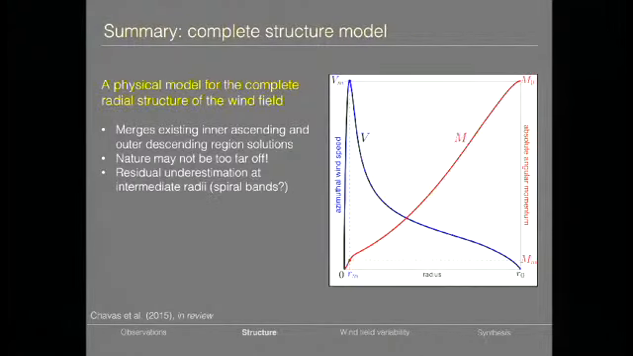OK, so just to summarize this section, this is basically a novel physical model, but a relatively simple analytical model for the complete radial structure of the wind field in a tropical cyclone. It is again merging this inner ascending region and outer descending region solutions. And it seems like nature may not be too far off. I'll talk about other limitations at the end. I mean, there's certainly plenty of limitations here. But the fact that it does reasonably well is kind of remarkable, in my opinion, because we're just sticking 2 solutions together, and it doesn't do that bad. And then again, I mentioned this potential role for spiral rain bands in terms of this underestimation at intermediate radii.